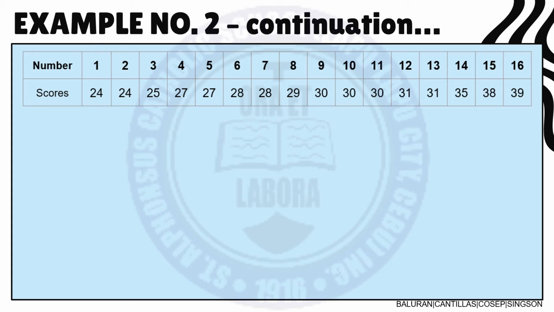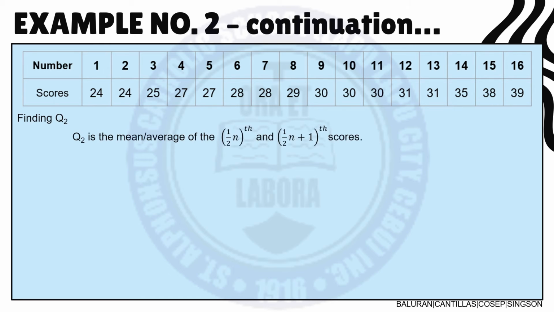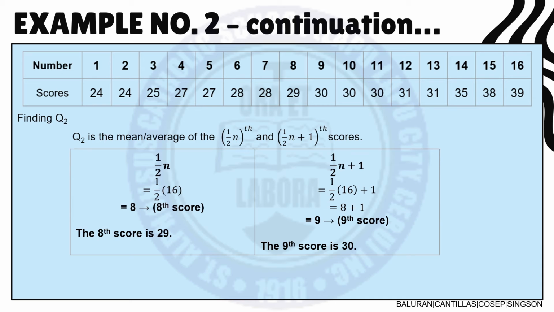Let us now find the second quartile. So the second quartile is the mean or average of the two given formulas. So 1/2 of n here is 16. 1/2 of 16 is 8. So locate the eighth score from the given data. It gives us 29. Then the second formula, we have 1/2 n plus 1.